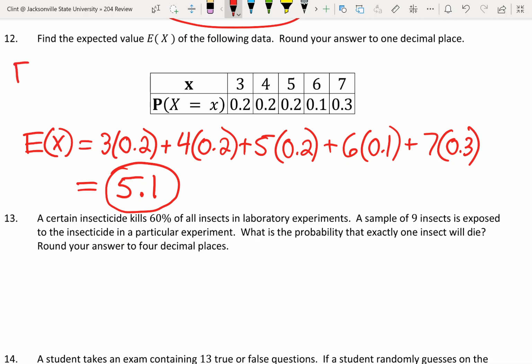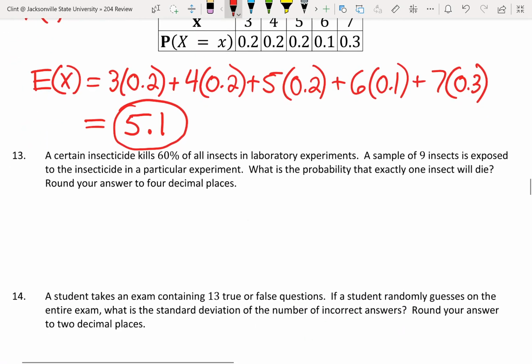The formula says it's the sum of x's times the probability that x equals x. That's all it's doing, the same thing we just did. Questions on 12 before we leave it?